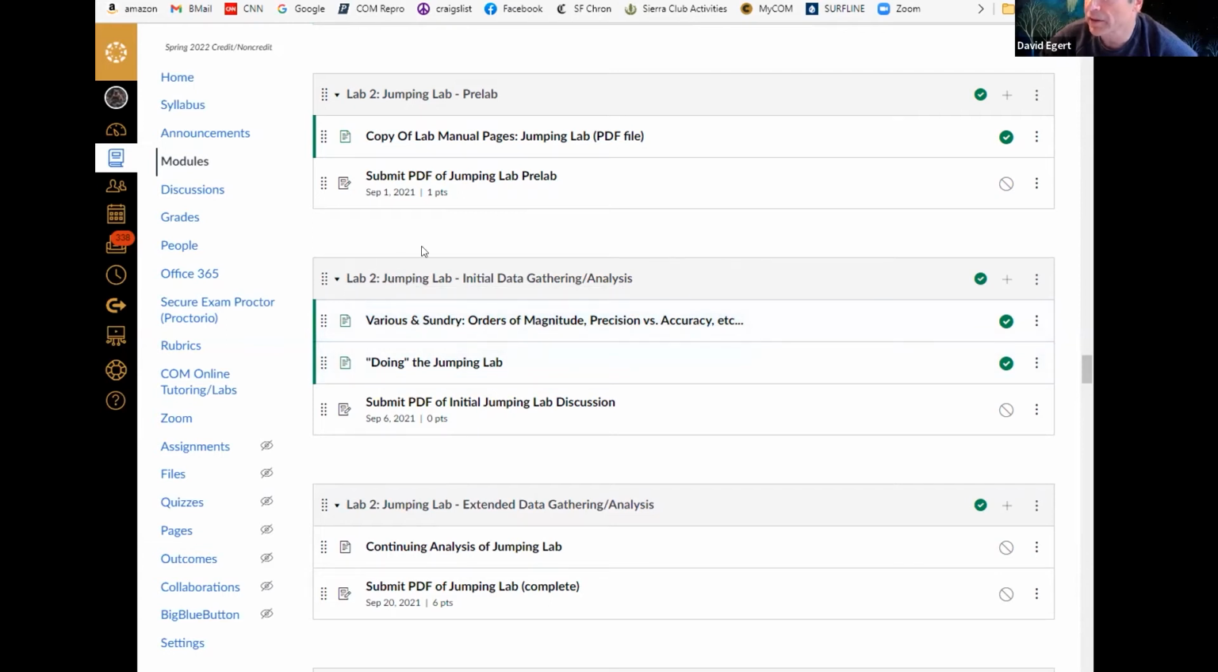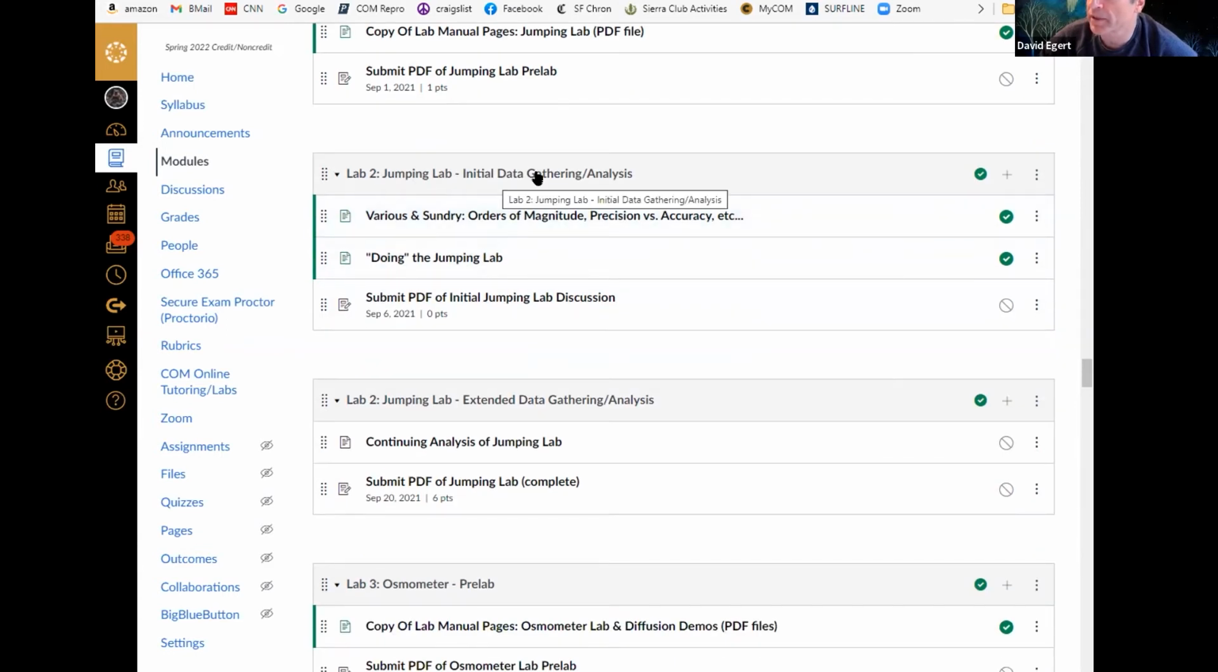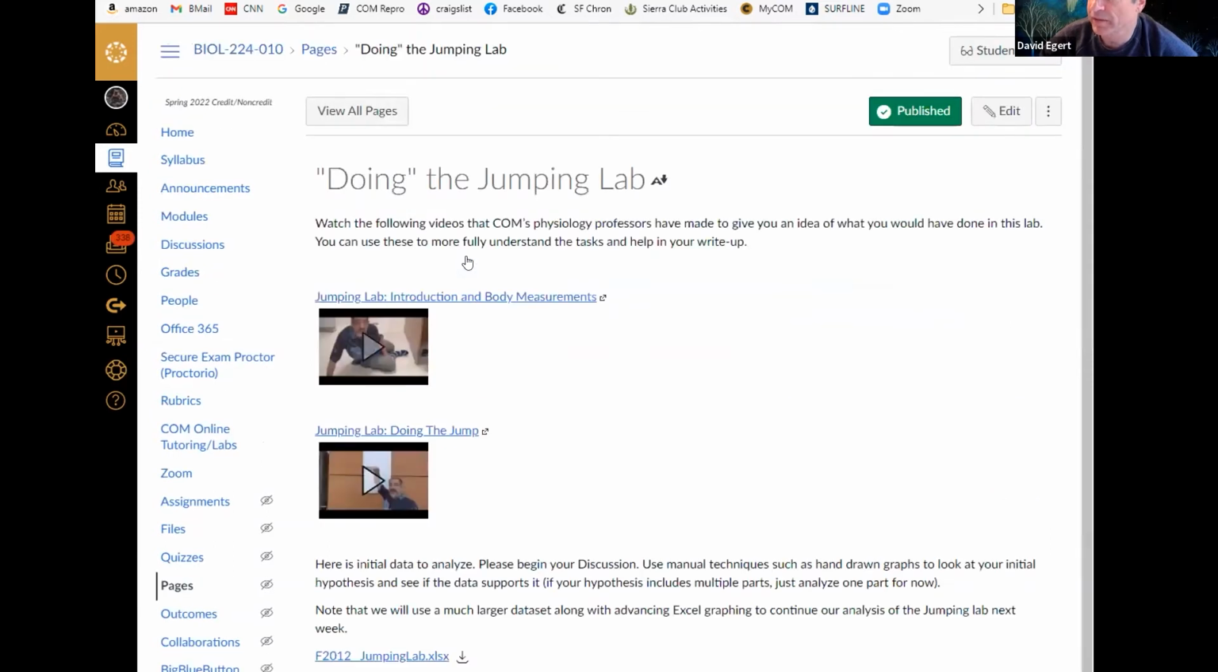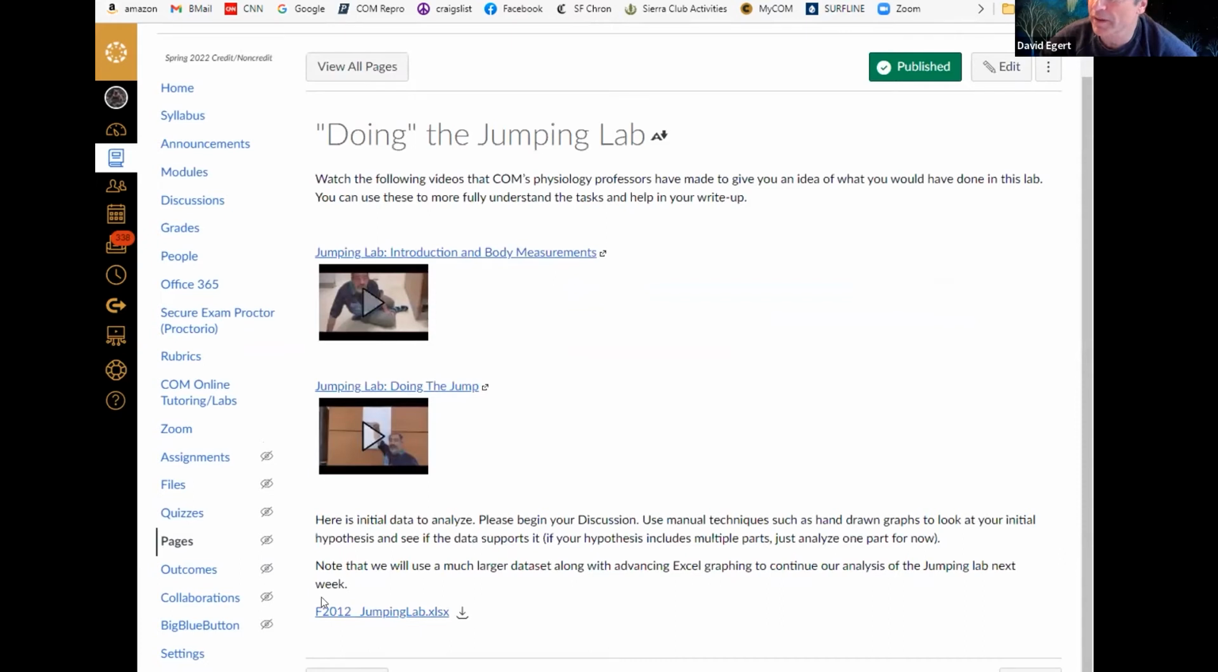This is under the module for Jumping Lab Initial Data Gathering and Analysis. I just published this Doing the Lab page, so it's now available if you need to go back and look at it, because that's where the initial data is. It has two little videos that we're going to look at right now. Then there's a little spreadsheet with some data, and I will talk about the expectations there in just 10 minutes after we look at the videos. So here we go.